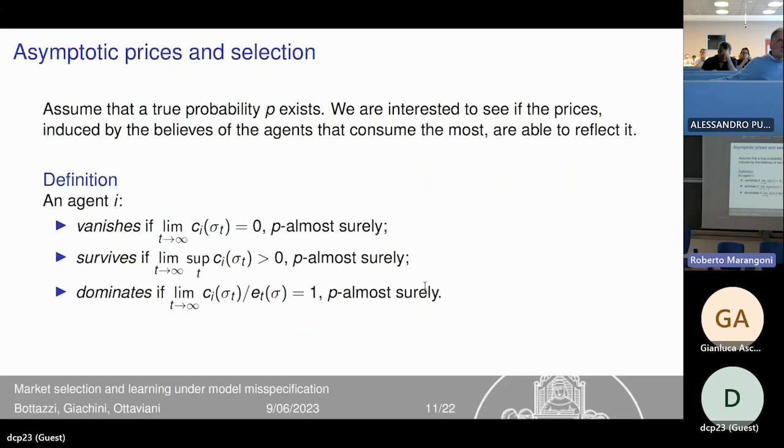Given these two processes, we are essentially looking for agents that, asymptotically and almost surely under this measure, dominate the economy, so they eat everything, or at least they remain alive, so they can somehow contribute to the definition of the asymptotic prices. These definitions are not based on the individual beliefs of agents. That's the important point. They are defined in terms of the true probability that enters into the model now. Until now, I didn't introduce true probabilities. Agents can solve the problem without knowing the true probability. The only thing they know are the individual beliefs.